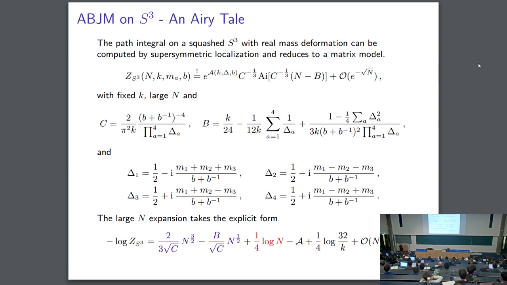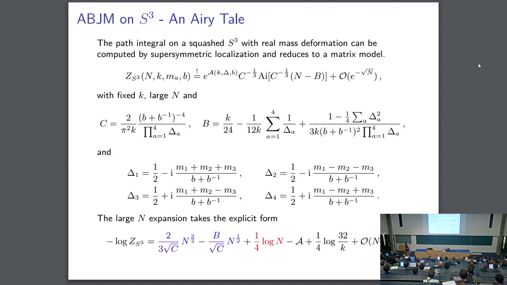I'm not explaining how this was obtained, but I'm just giving you an answer here. So this is the path integral of the model on S3. N and K, I've already told you what they are. M_a are things that are called real masses. So these are certain mass terms that are compatible with supersymmetry that you can add to the theory.